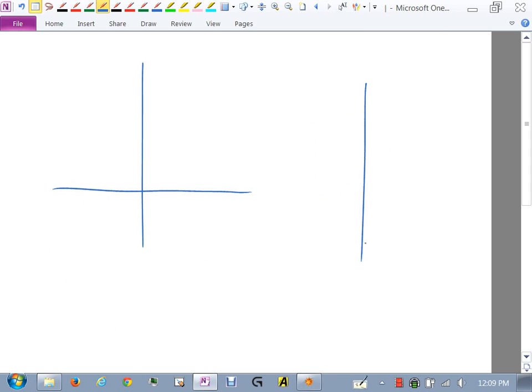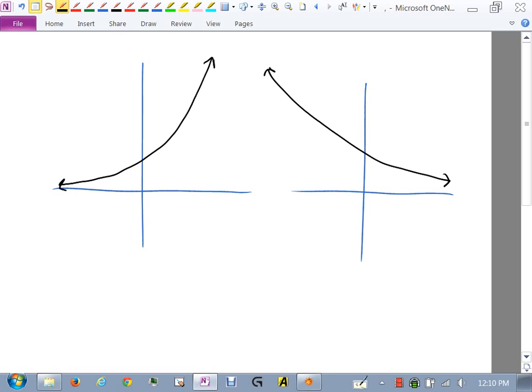You have two different pictures that we can get. We can get this, or we can get this. This is growth. This is decay. This happens if A is bigger than 1. This happens if A is between 0 and 1.